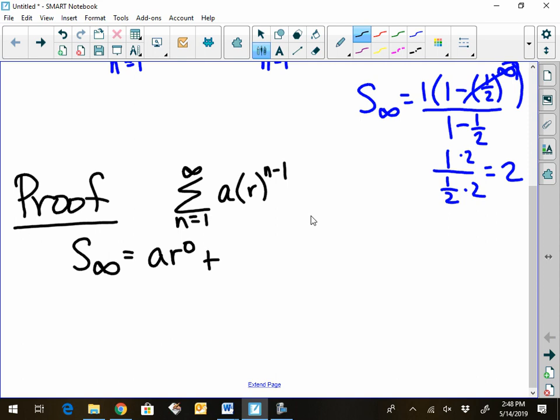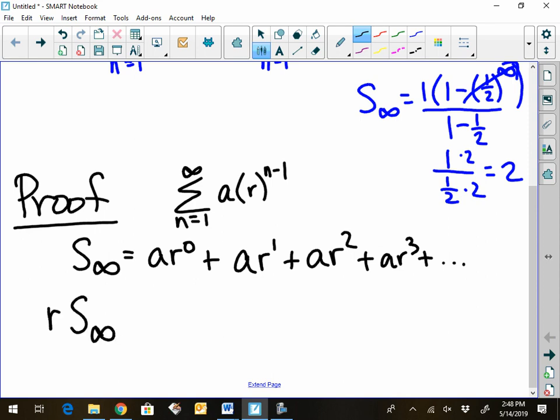Plus our second term, which would be a, our initial term, r to the 1, if we plugged in 2. Our next term would be a r squared plus a r cubed. But this would keep going on and on forever, okay? Now, let's think if we multiply each of these by r, similar to our proof we did before. So we're going to do r times s sub infinity.